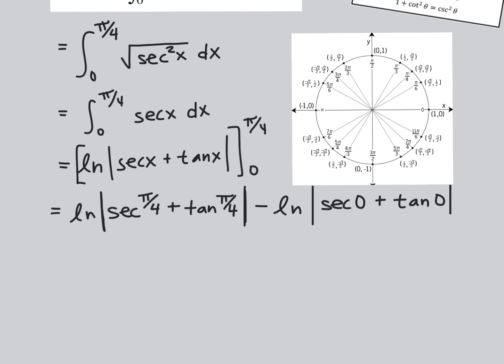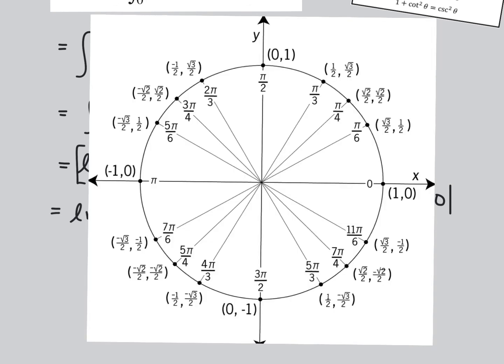Let's take a look at pi over 4 first. We can see that at pi over 4, the cosine is root 2 over 2. That means its reciprocal would be 2 over root 2, and when we rationalize by multiplying both top and bottom by root 2, we'll get 2 root 2 over 2, which is just root 2. So the secant at pi over 4 is simply root 2.